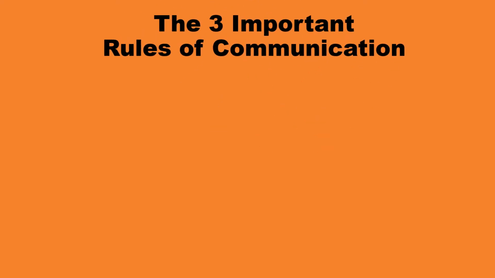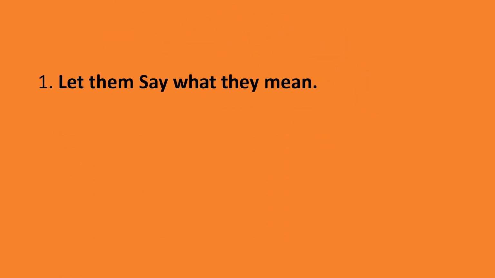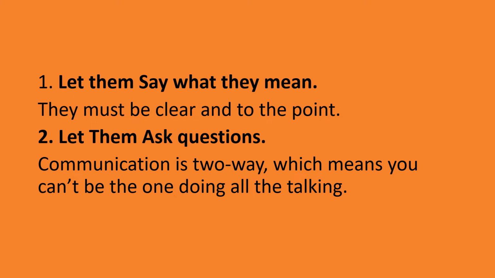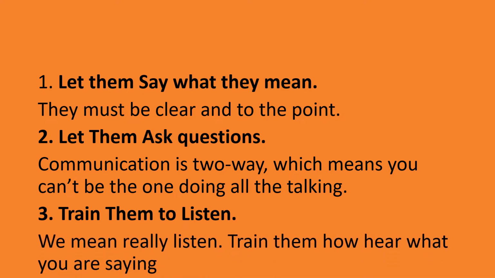The 3 important rules of communication. 1. Let them say what they mean. They must be clear and to the point. 2. Let them ask questions. Communication is two-way, which means you can't be the one doing all the talking. 3. Train them to listen. We mean really listen. Train them how to hear what you are saying.